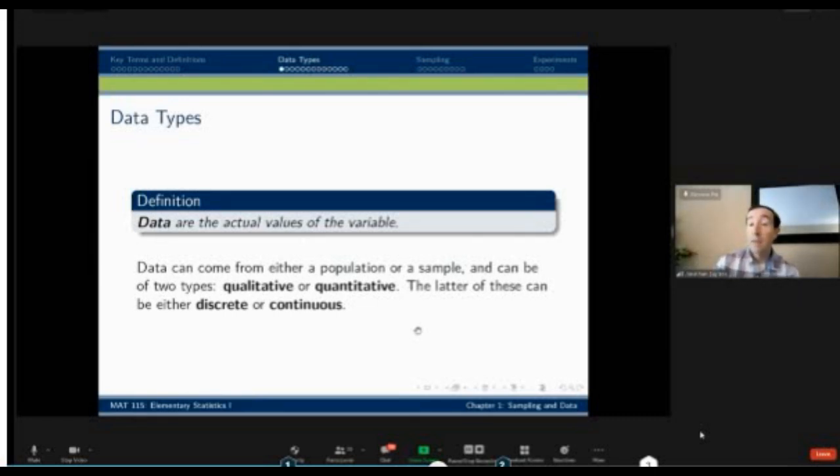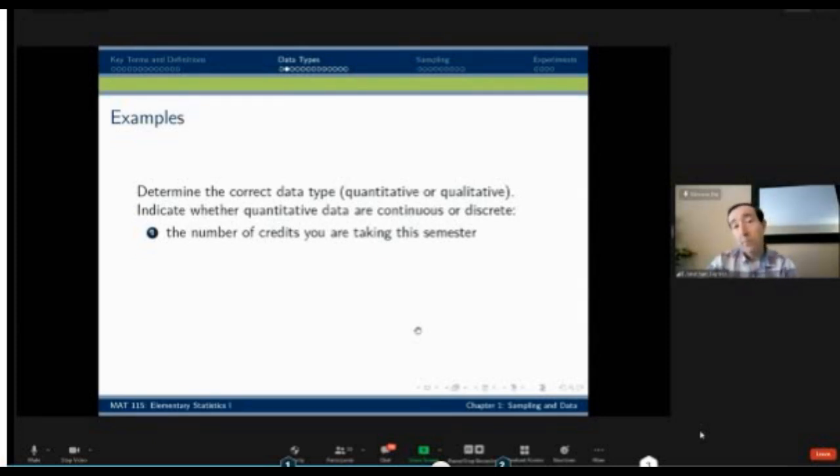Continuous, on the other hand, can take on any value in a range. And so things that might be continuous would be things that I might be able to consider stretching across all possible decimal values. Things like pressure, things like temperature. Those would all be continuous data types. Quantitative continuous.